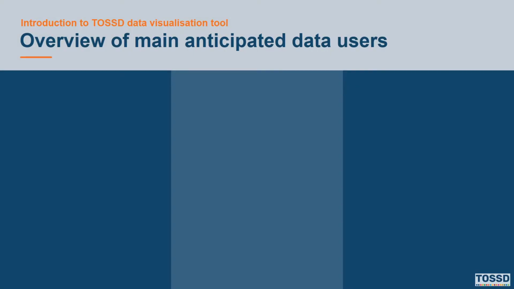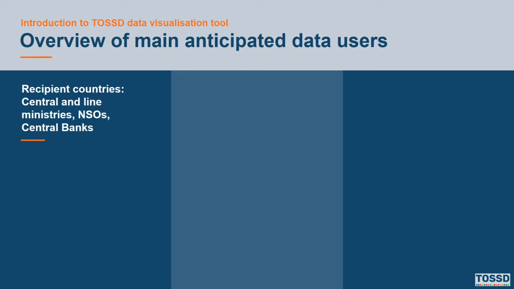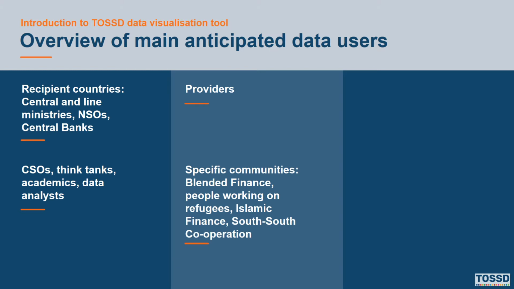So here is an overview of the main anticipated data users for the TOSD data visualization tool. We have recipient countries, for example, central and line ministers or central banks, and then we have also civil society organizations, think tanks, academics, or data analysts. We have also provider countries, and also specific communities, like for example the blended finance communities or people working with the refugees or analysts that want to analyze South-South cooperation. And of course we also have media and journalists.